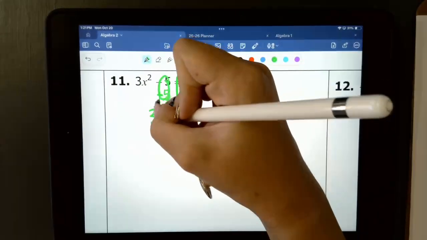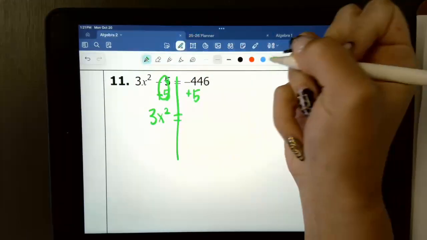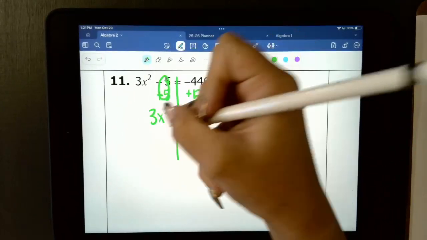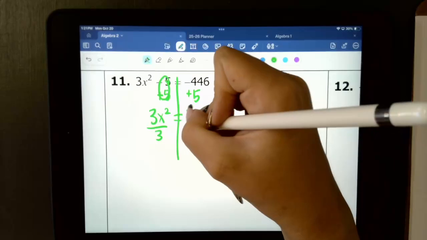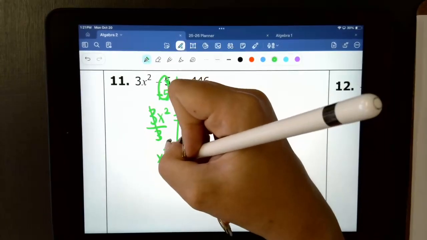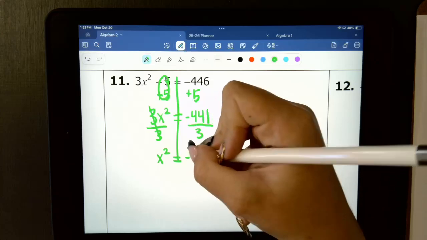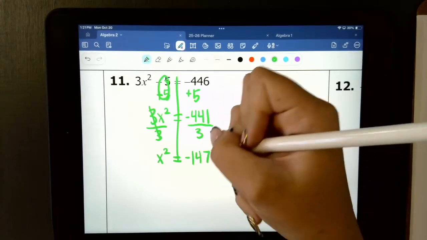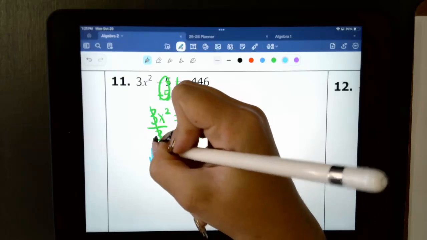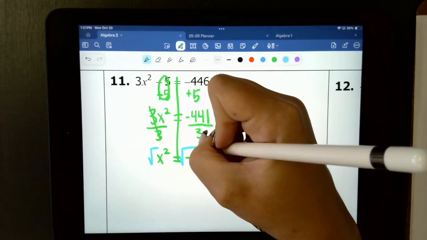So we're going to have 3x squared equals negative 441. And we're going to divide both sides by 3. Negative 147. So we're going to have x squared equals negative 147. Okay, and then we need to do what? Take the square root of both sides.